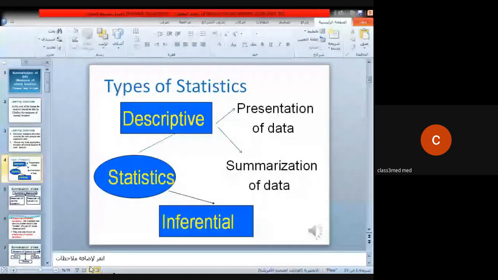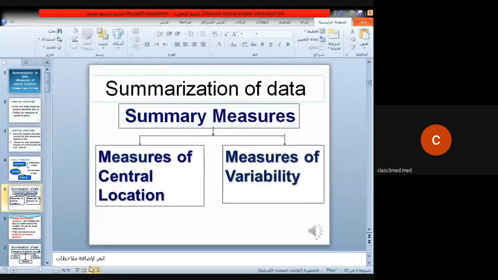What do we mean by summarization of data? Summarization of data is simply calculation of summary measures to give us an idea about the whole data set. And they are of two types: measures of central location, which is the subject of our lecture today, and measures of variability, which will be covered in the next lecture.